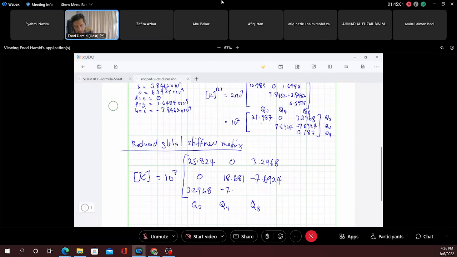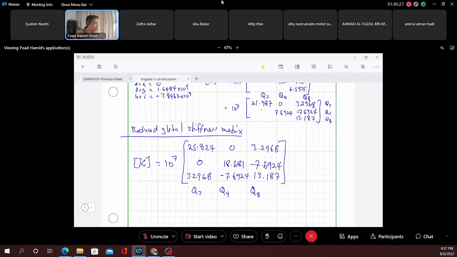So anyway, this is symmetrical, and this is 13.187. And again, take note that our diagonals are positive numbers. Please double check this. If you get a negative number in the diagonal, then something is not right. So now this is what we get for our reduced stiffness matrix. Right, so we are almost done here.